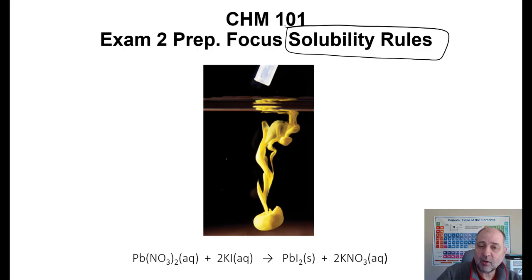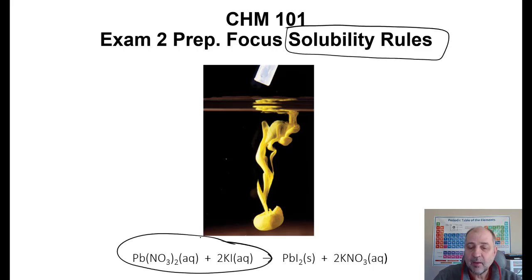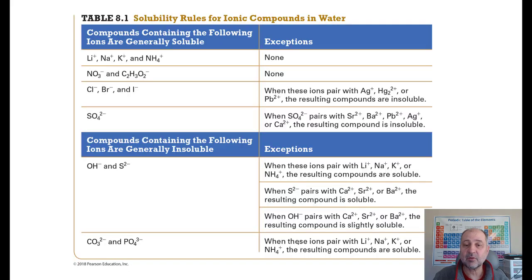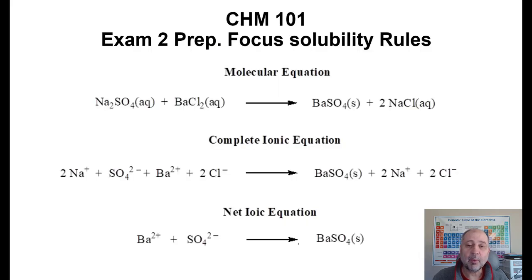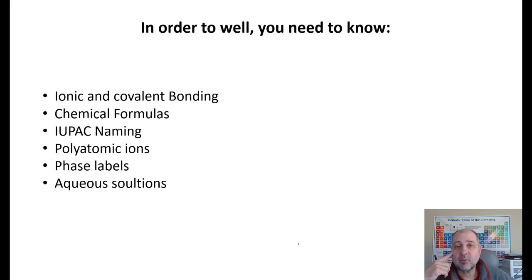So here's an example of two aqueous solutions, lead nitrate, or lead 2 nitrate, and potassium iodide. And you get this yellow precipitate when you mix these two solutions. And you are supposed to predict this reaction based on this chart here. I'll go through that in a minute. But what you will be asked is to provide the molecular equation, the complete ionic equation, and the net ionic equation. And I will show you how that works here with an example that's going to be very close to what you will see on the exam.